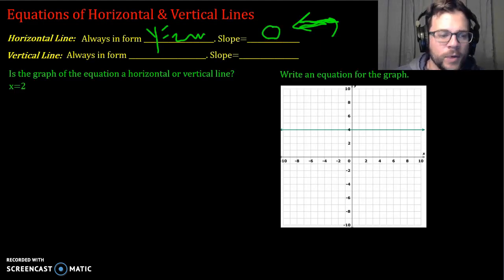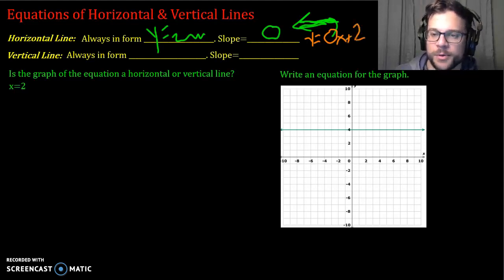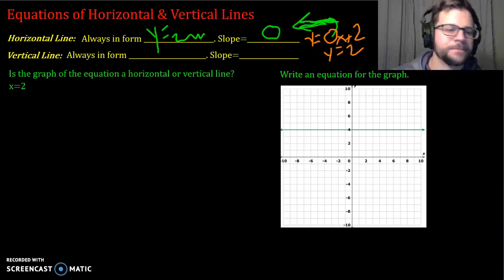So when you write it out in y equals mx plus b form, you're essentially saying y equals 0 times x plus, let's say it's 2. 0 times x, 0 times anything is still 0, so it just becomes y equals 2. That's your equation. Y equals that number. You would go to 2, and then draw the completely horizontal line from there.